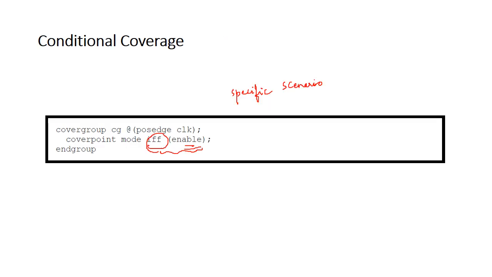Regarding conditional coverage, here you can see the condition iff, that is, if and only if. This conditional coverage allows us to collect the coverage data only when certain conditions are met. The condition over here is: if and only if the enable signal is asserted to the logical one state. This is very useful for focusing on a specific type of scenario.